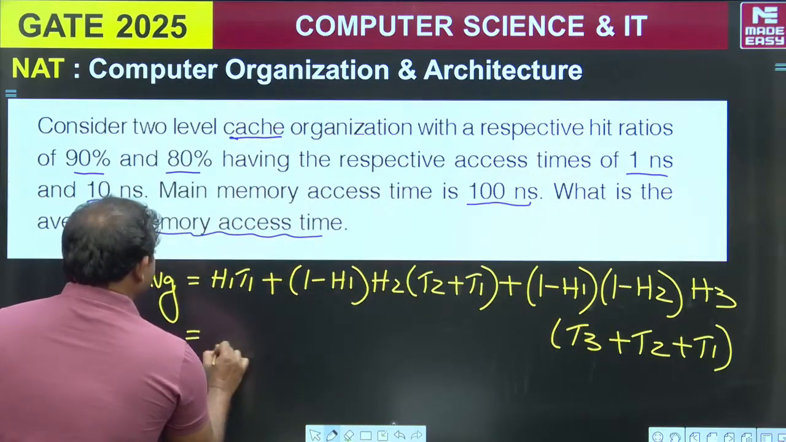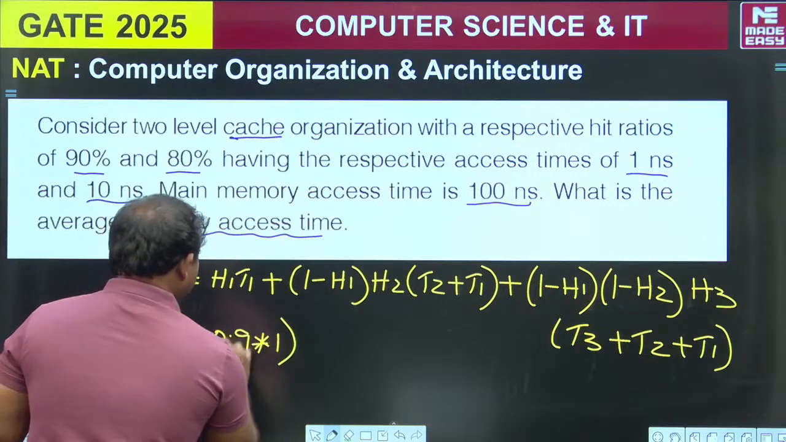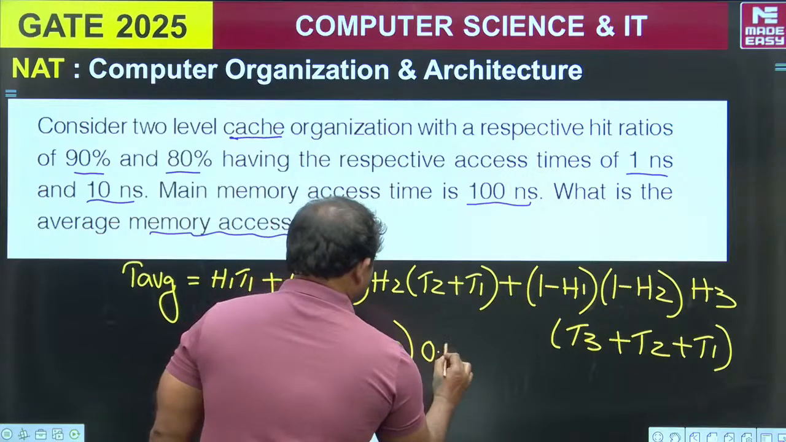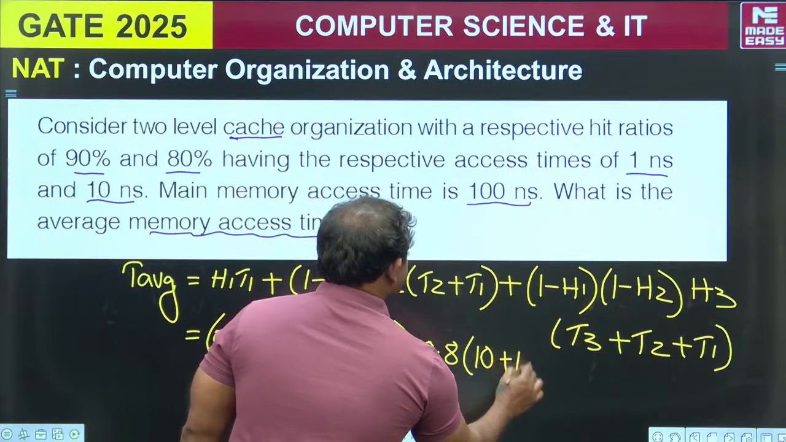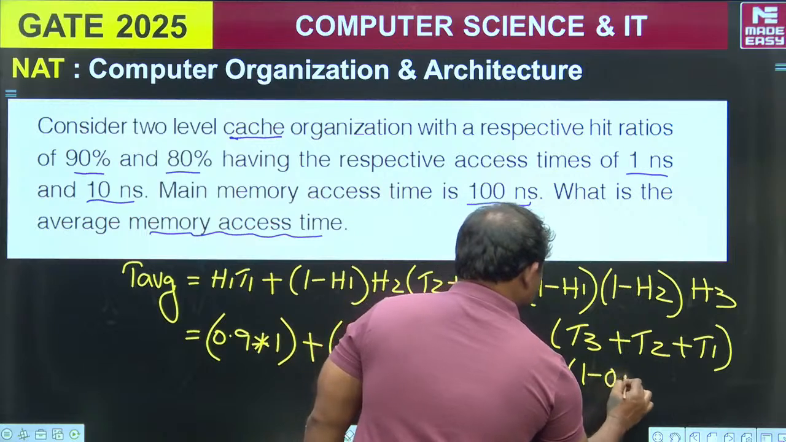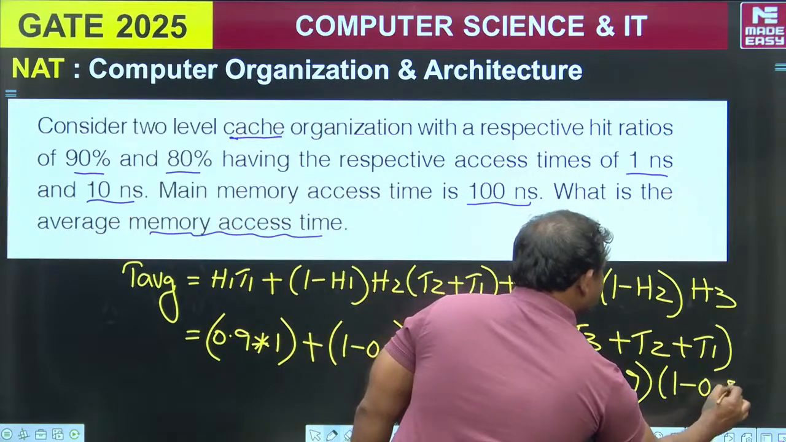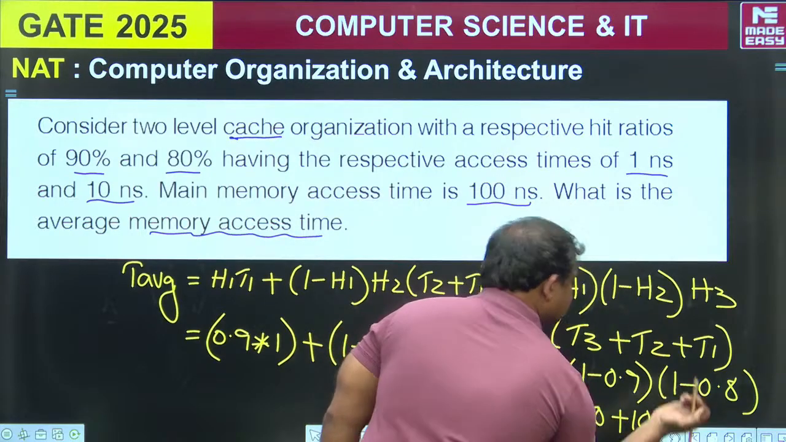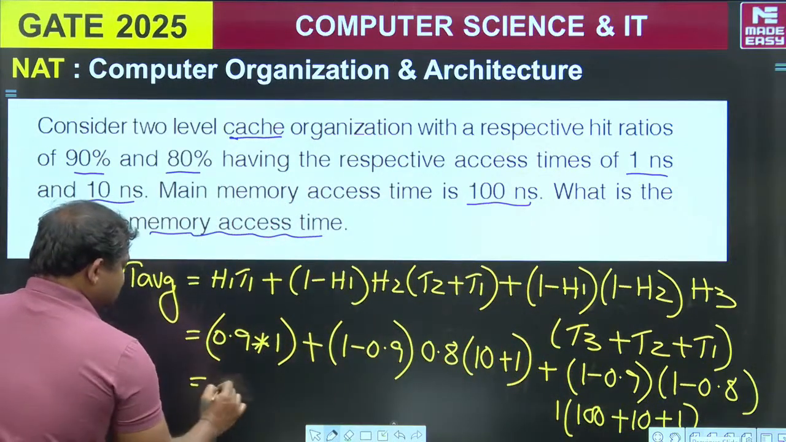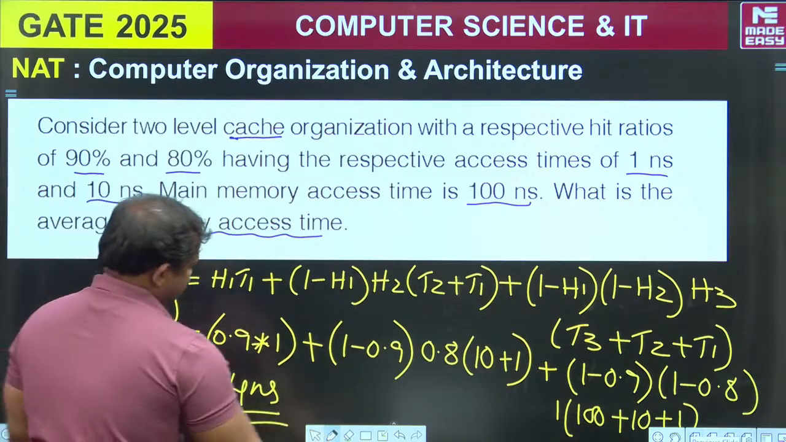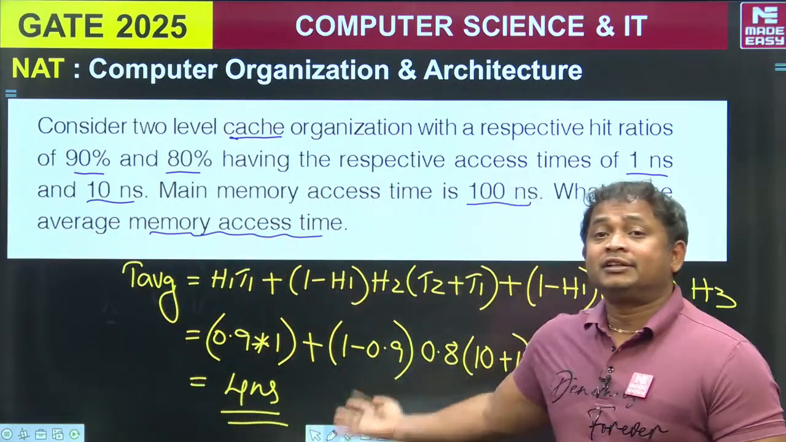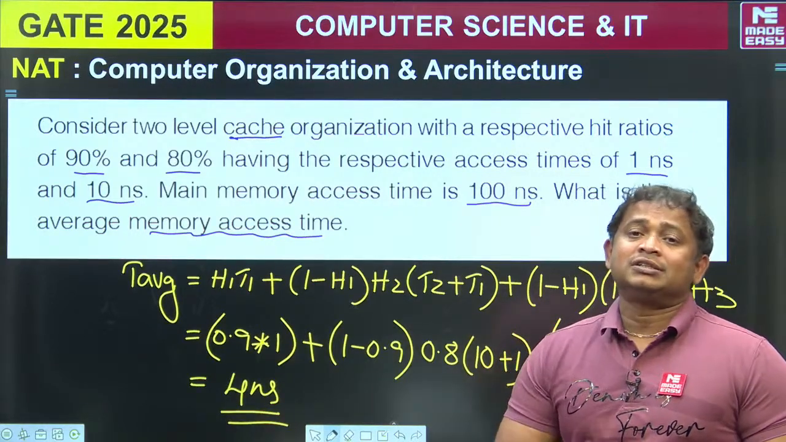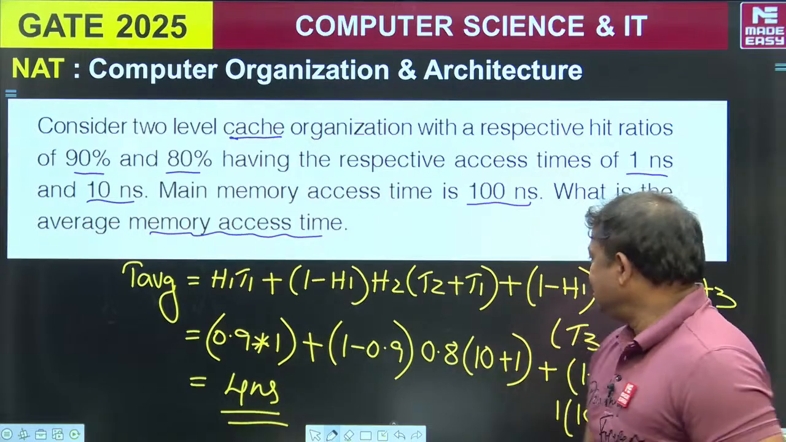Now substitute the data. 0.9 into 1 nanosecond plus (1 minus 0.9) into 0.8 into (10 plus 1) plus (1 minus 0.9) into (1 minus 0.8) into 1 into (100 plus 10 plus 1). Okay, so when you simplify this, the final answer is 4 nanoseconds. So directly we calculate the average memory access time by using the memory hierarchical formula. So the answer to this question is 4 nanoseconds. All right.